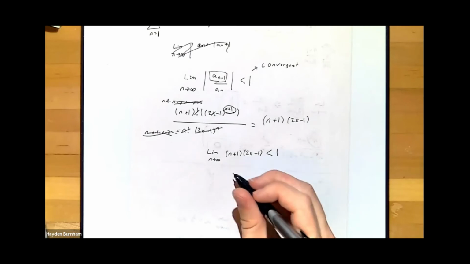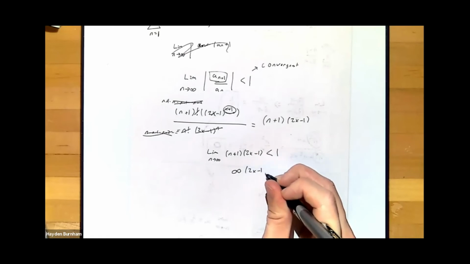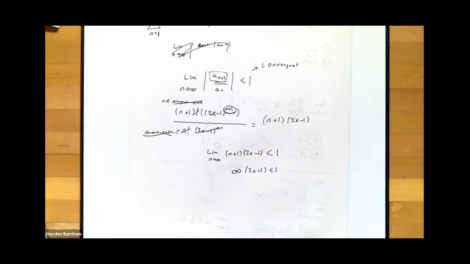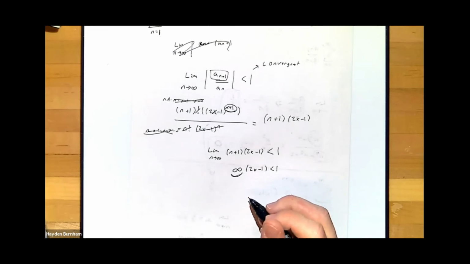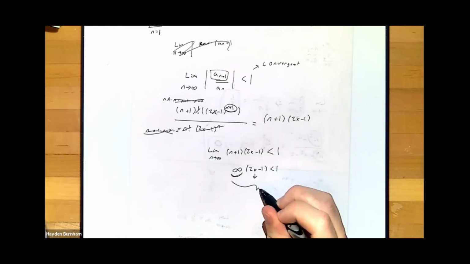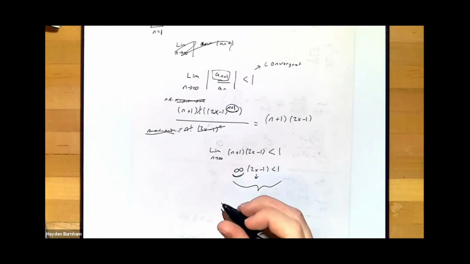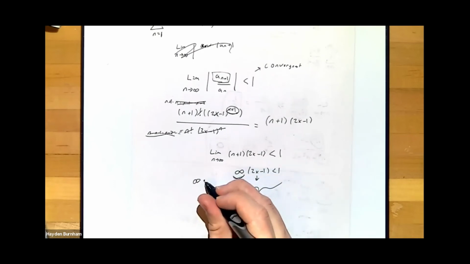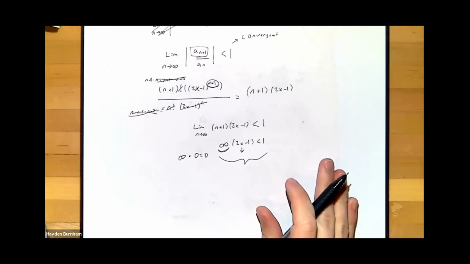And I'm going to take the limit. So n plus 1, that's infinity, so we're given this infinite value times 2x minus 1 less than 1. This infinite value is so large that at first it looks like there are no values here. However, there is one value, because any number, even infinity, times 0 is 0, and 0 is less than 1.